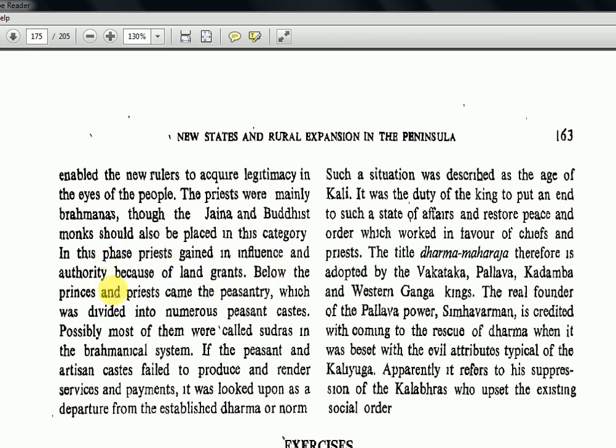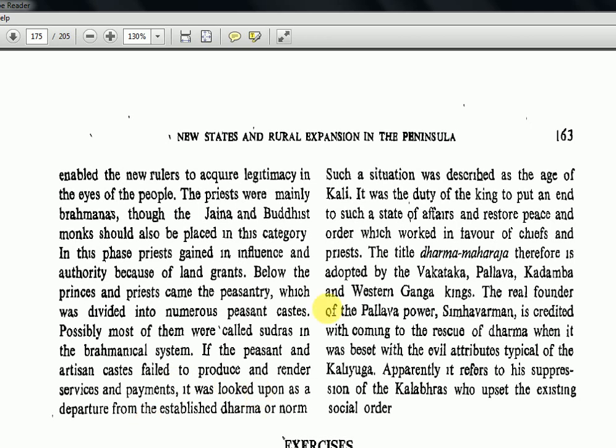Below the princes and priests came the peasantry, which was divided into numerous peasant castes. Possibly most of them were called Sudras in the Brahmanical system. If the peasant and artisan castes failed to produce and render service and payments, it was looked upon as a departure from the established dharma.